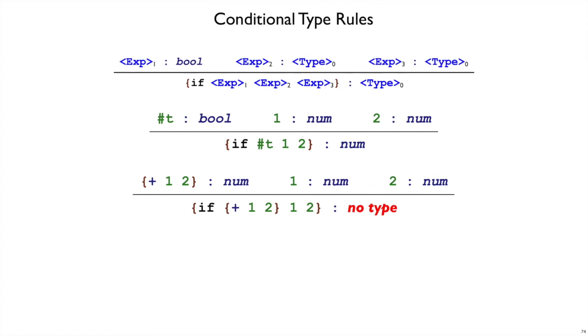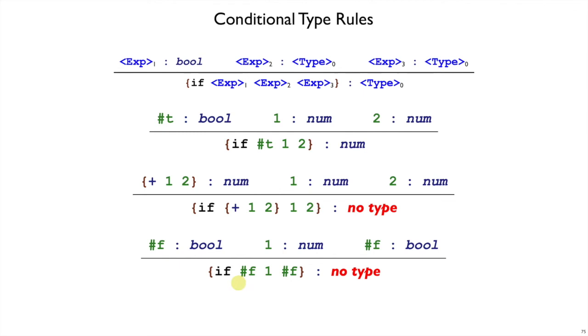On the other hand, if we try to do this with if plus 1, 2, this line doesn't match up with that pattern because we're expecting bool here and we got num. So we can't write any type 0 down here. We just have to say this expression has no type. And similarly, if we have if false 1 false, the false here does have type bool, so that matches up this part of the rule, but we get num back and bool back from the recursive calls on the then and else branches, and those are not the same type 0, and so once again we have to say that expression has no type.